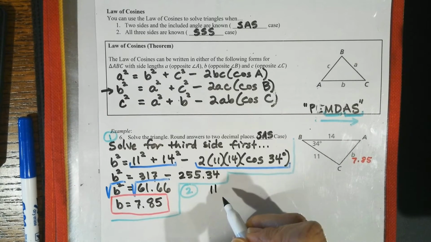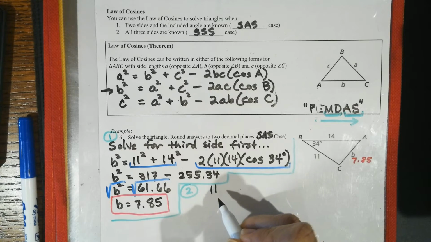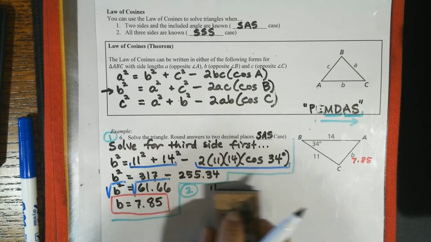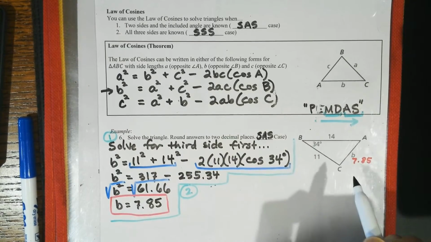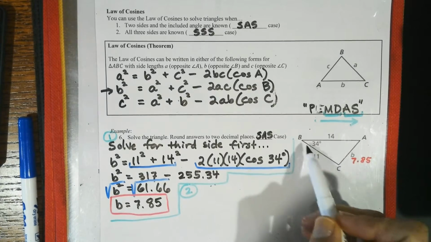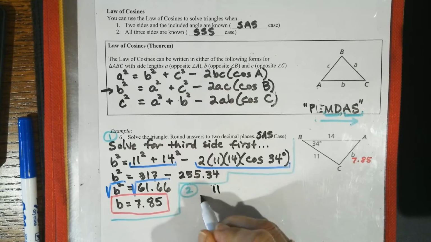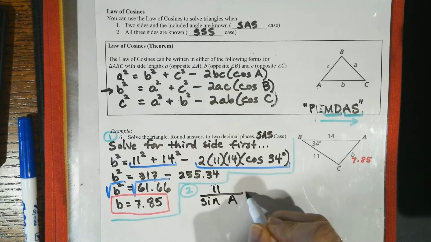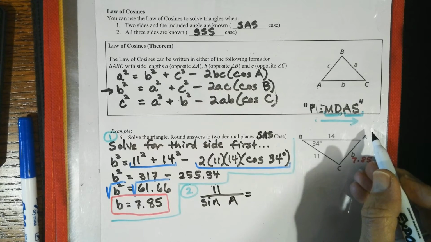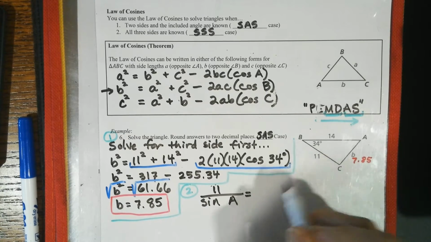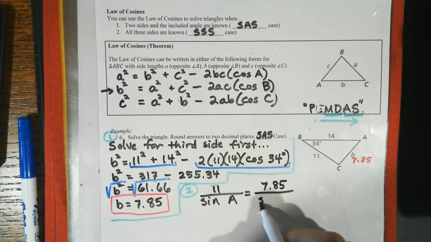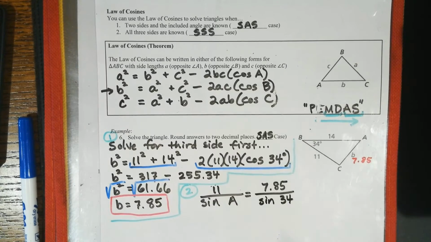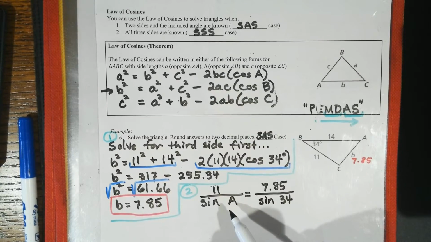No, I don't want sine A. I was going to do C. Didn't I just say I was going to? Yeah. So I'll do 11 over sine A. 11 over sine A equals 7.85 over sine 34. Okay, you could also do 14 over sine C. Either one.